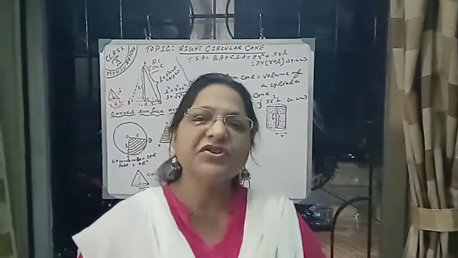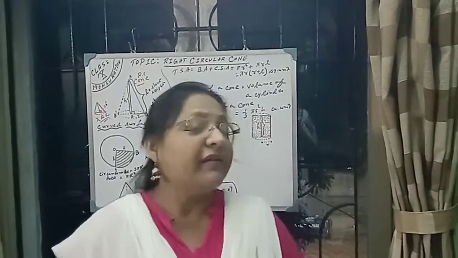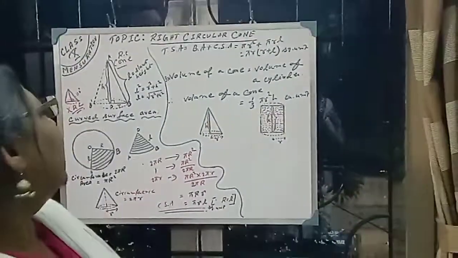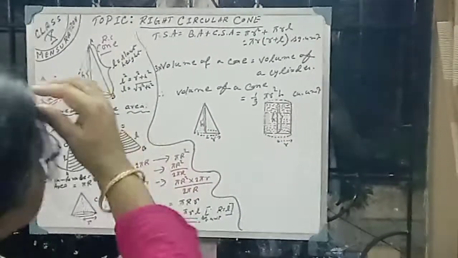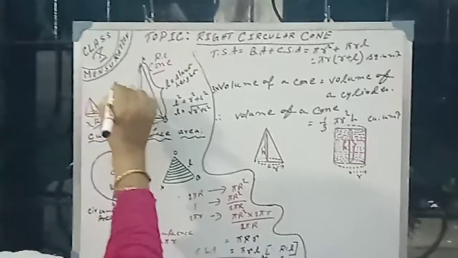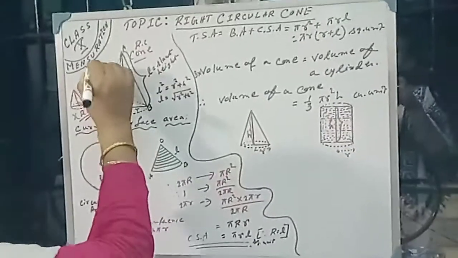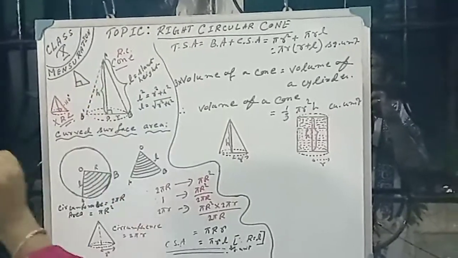Hello students, this session is for class 10 mensuration and today's topic is the right circular cone. Now let us discuss the right angle first. What is a right angle? We know a right angle means when one angle of a triangle is equal to 90 degrees.